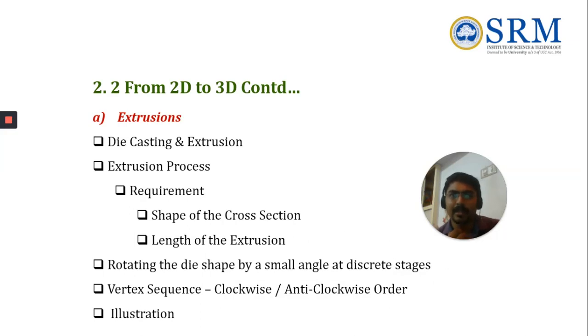Now extrusion. Extrusion means it is like die casting and extrusion. How are we doing it, especially for 2D to 3D? For example, we have one circle. In that circle, how can we make it a ball? For that we have to do so many things.